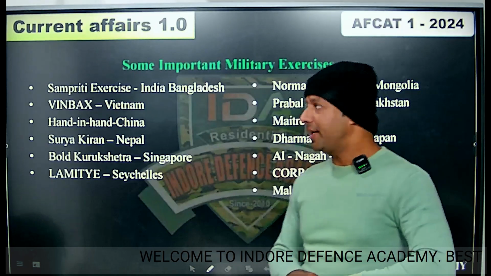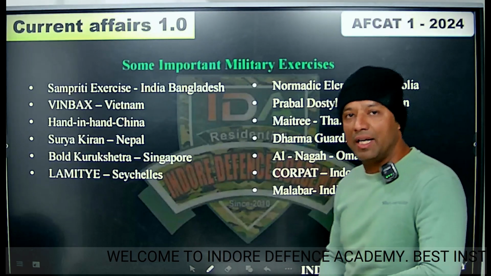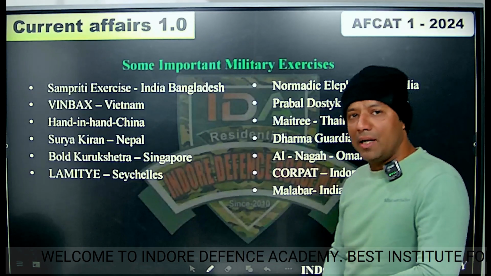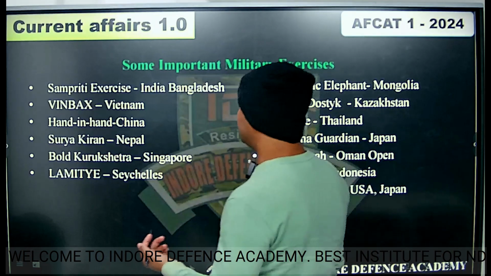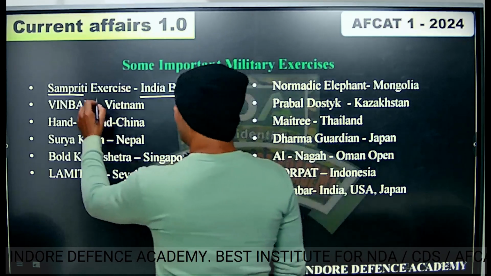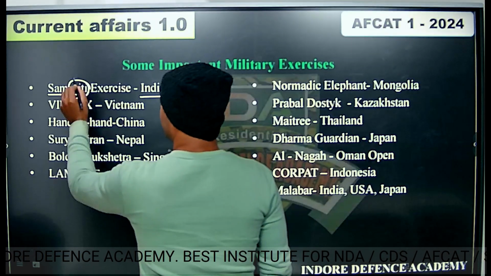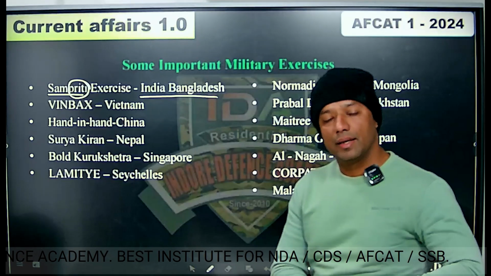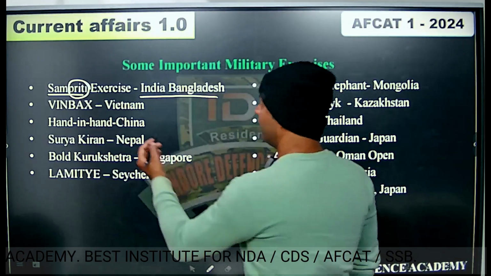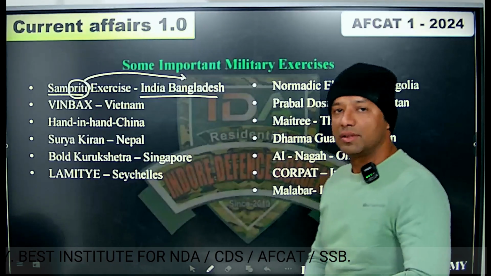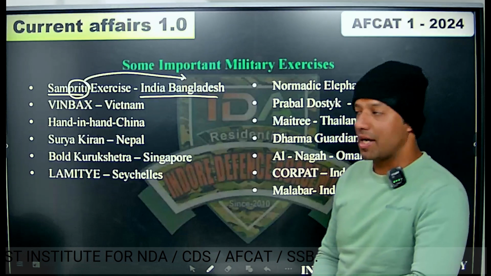Here are some important military exercises. I am telling you, these are very important from the exam point of view, and I am also telling how to memorize them. So Sampriti. Bangladesh is also our neighbor. So we have to deal with our neighbors with Priti. When you talk about Priti, you can choose the correct answer, India and Bangladesh armies.